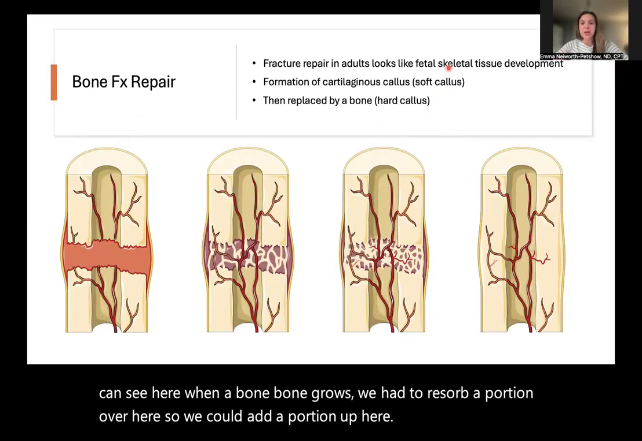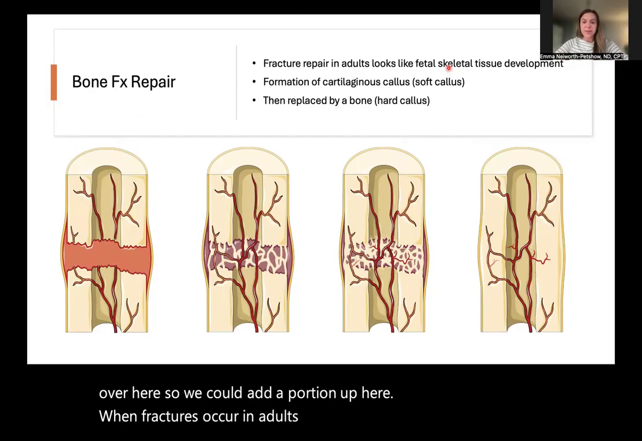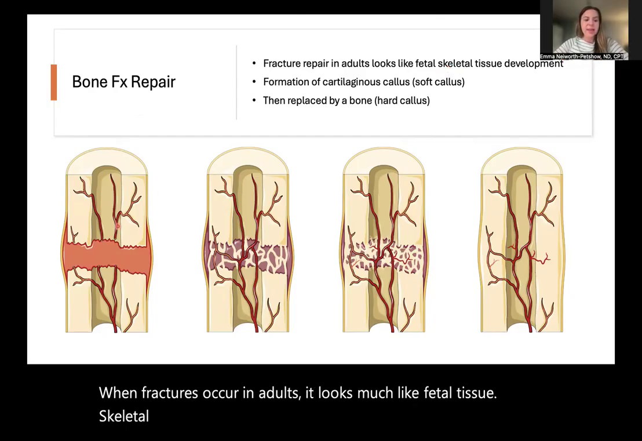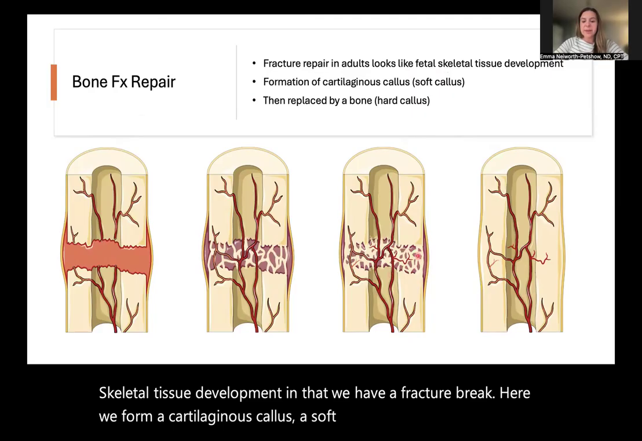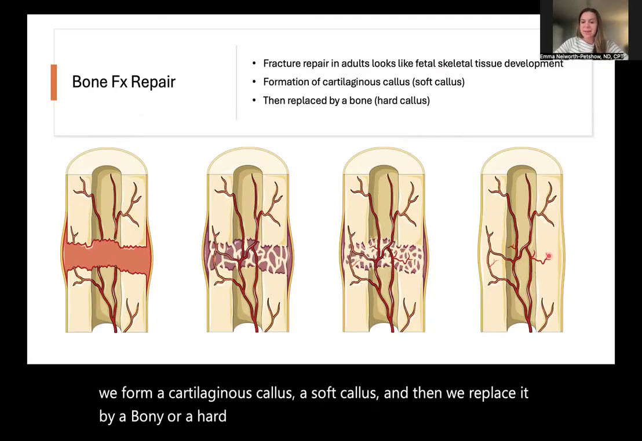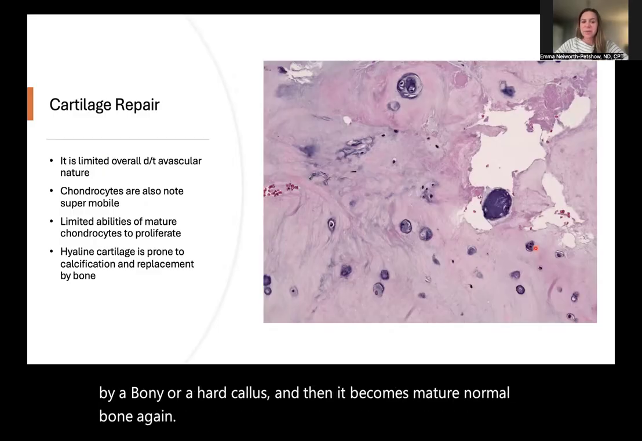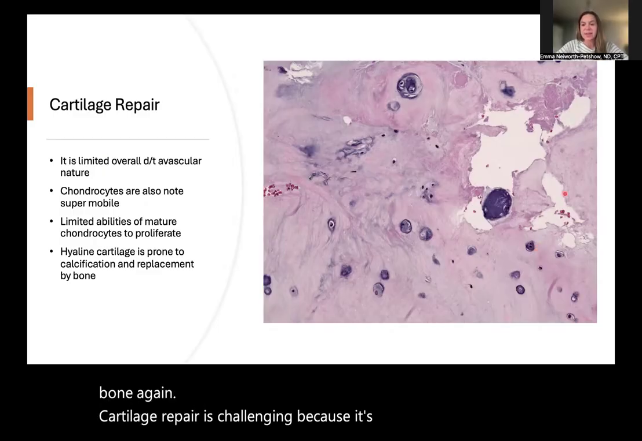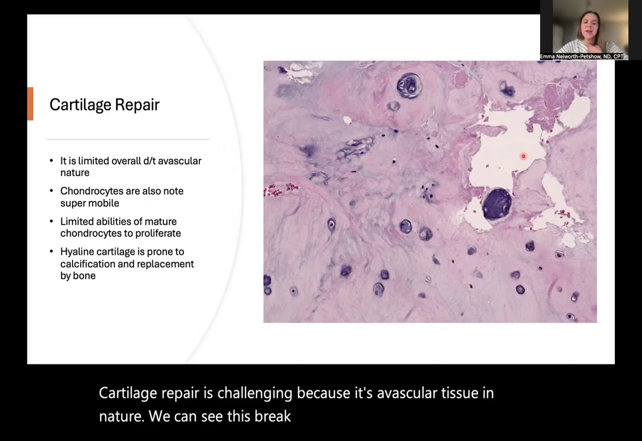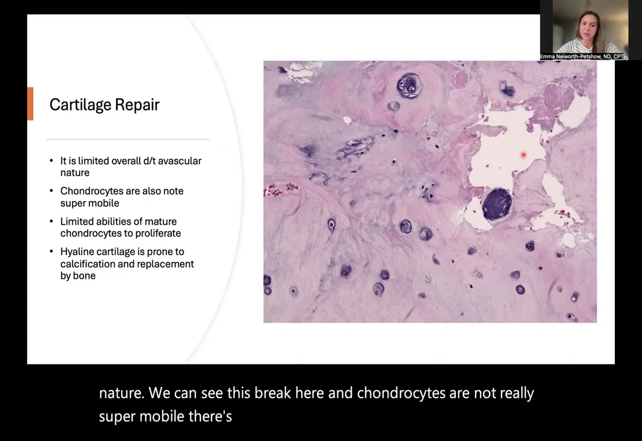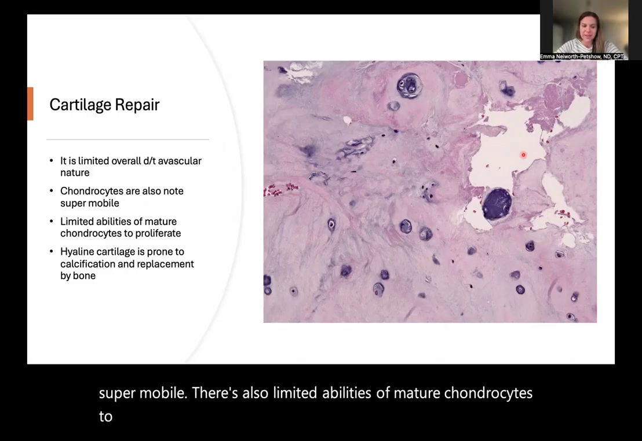When fractures occur in adults, it looks much like fetal skeletal tissue development in that when we have a fracture, a break here, we form a cartilaginous callus, a soft callus, and then we replace it by a bony or hard callus, and then it becomes mature normal bone again. Cartilage repair is challenging because it's avascular tissue in nature. We can see this break here, and chondrocytes are not really super mobile. There's also limited ability of mature chondrocytes to divide and proliferate, and hyaline cartilage is prone to calcification and replacement by bone.